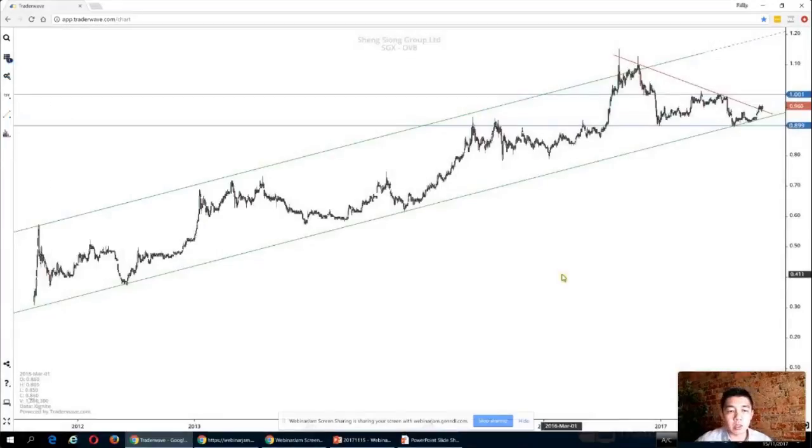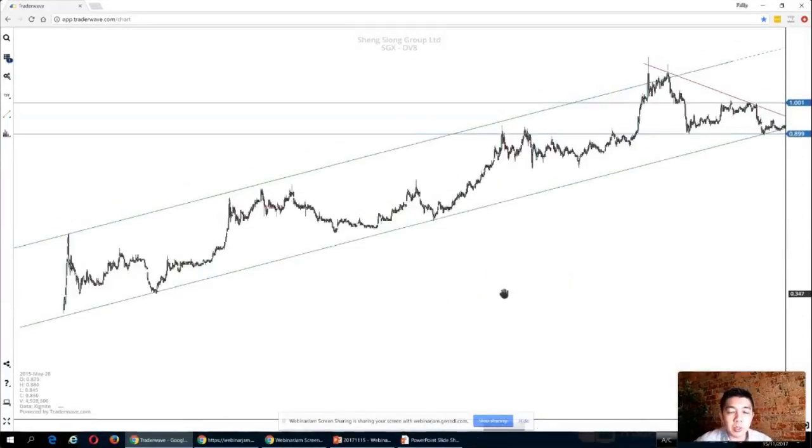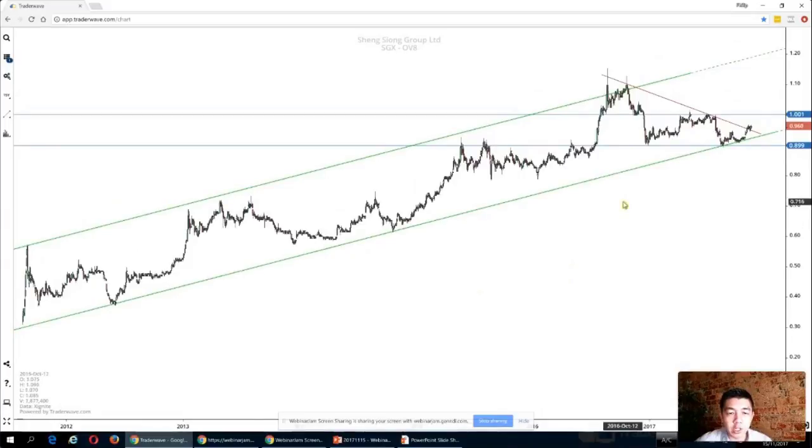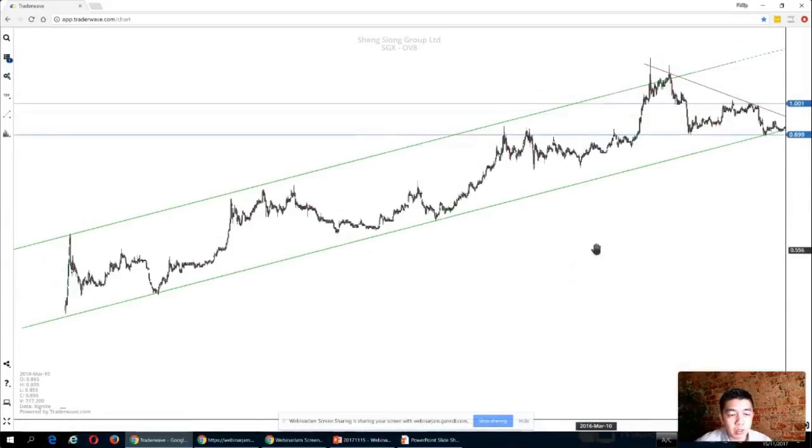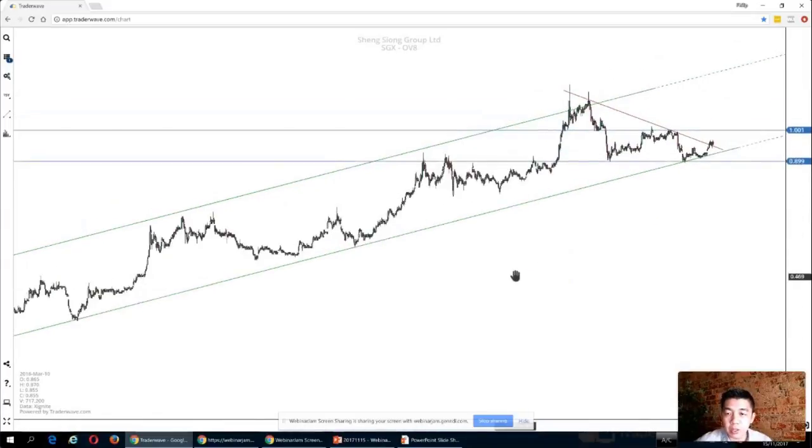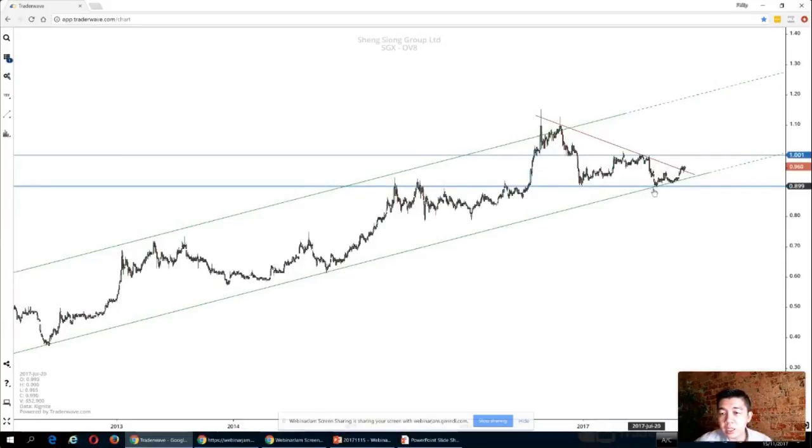All right, so lastly, let's take a look at the last stock that I have shortlisted, which is this Sheng Siong. Sheng Siong has been going up in a very beautiful uptrend channel for a long time now, about 5 to 6 years already. And recently, in August this year, it has actually bounced off a very key resistance turned support level for the second time. And at the same time, it is showing signs of bouncing off the key uptrend support over here.